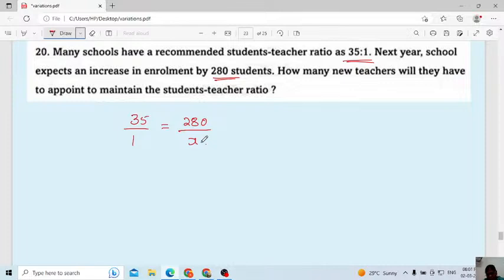Yes, tell me the answer. How many teachers do you need if it has to follow the ratio? Very good, very good. Usharani, how 9? Check your answer once again. Maybe in cancellation you made a mistake. Then x will be how much? 280 divided by 30.